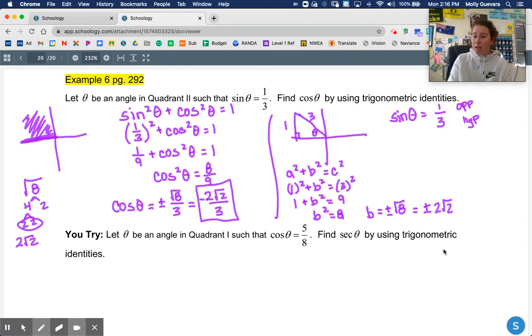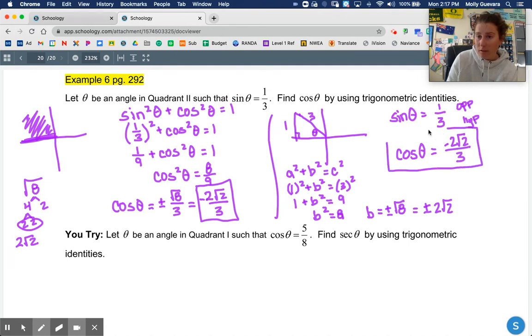And so then you have to ask yourself, is it positive or negative? And again, it's negative because it's in quadrant 2. So then you can say, okay, so cosine of theta is adjacent, which is -2√2, over hypotenuse, which is 3. So that is another way to do it. So 2 different ways. We have a try here. Make sure you read the problem very carefully. It might be easier than you think.